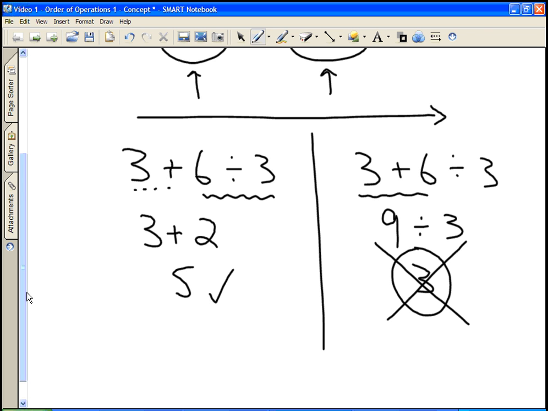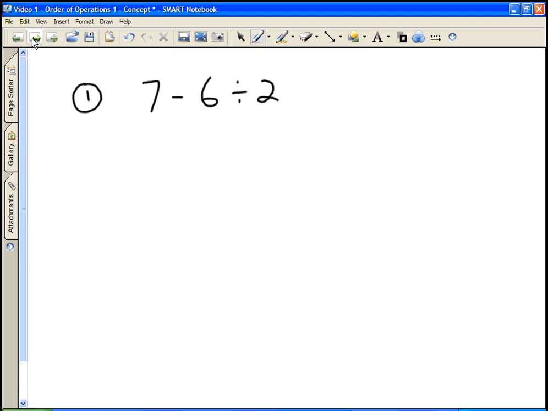Well, let's take a look at some practice problems with order of operations. First one is 7 minus 6 divided by 2. So very similar to the first problem that we did, we need to look after this division first. 6 divided by 2 is 3, and I rewrite the 7 and the minus sign because I'm only going to do one step per line. And now 7 minus 3 is 4.